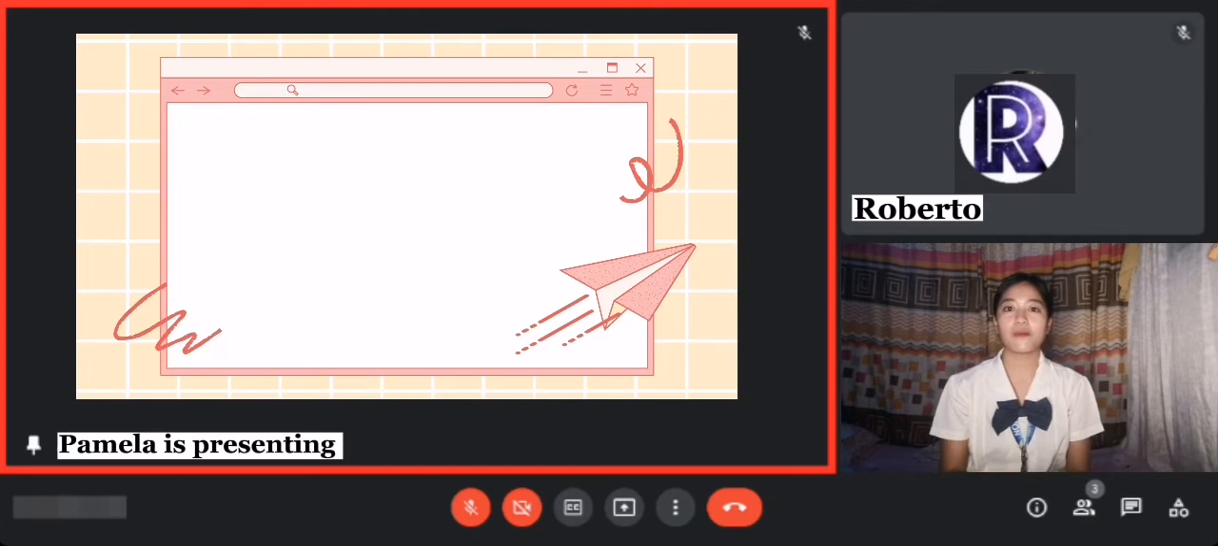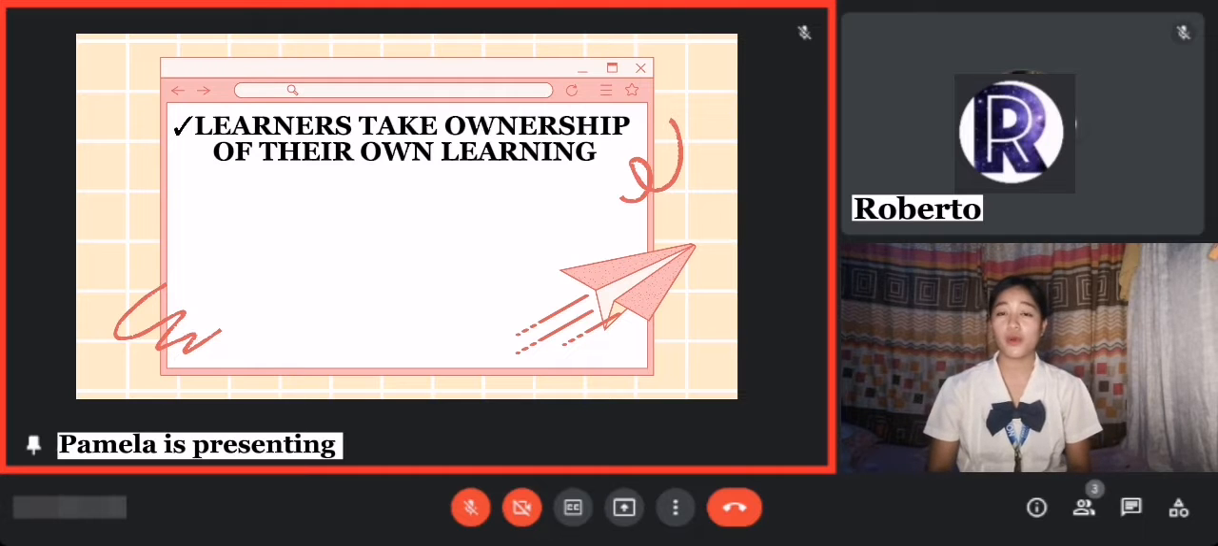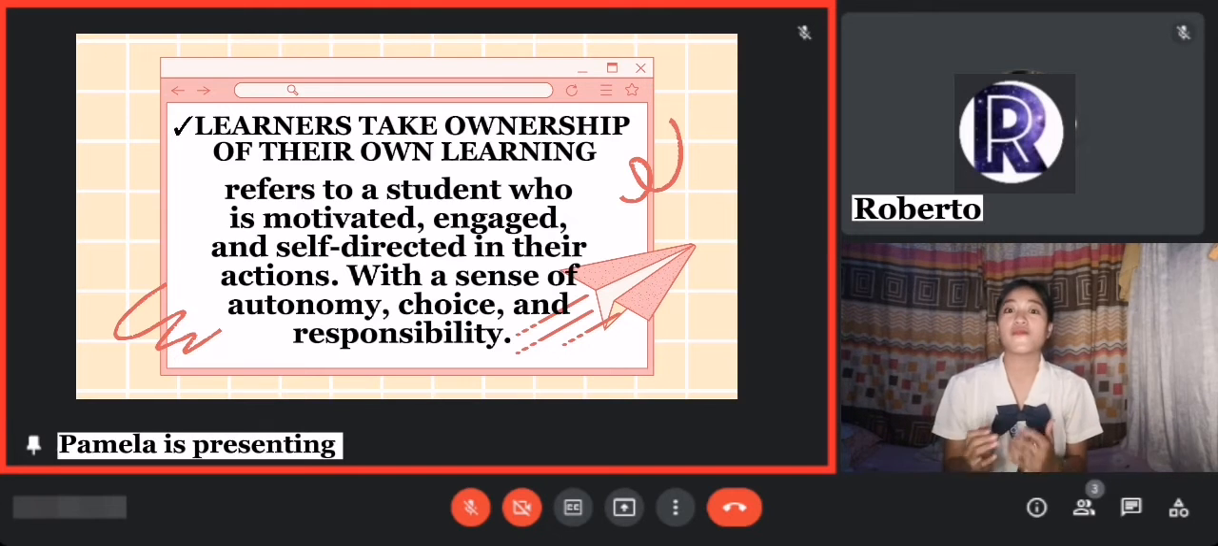Last but not the least principle of the student-centered approach is that learners take ownership of their own learning. So, what do we mean by ownership of learning? Learning ownership refers to a student who is motivated, engaged, and self-directed in their actions, with a sense of autonomy, choice, and responsibility. So, tanang estudyante have a basic desire to feel in control of their work. They are more motivated to learn and obtain better academic results at school.